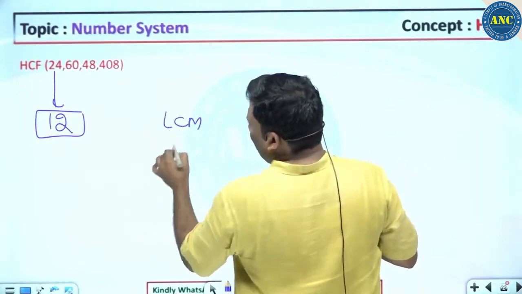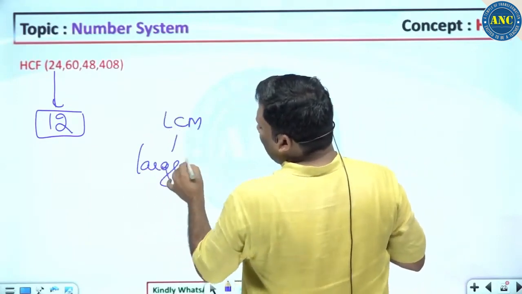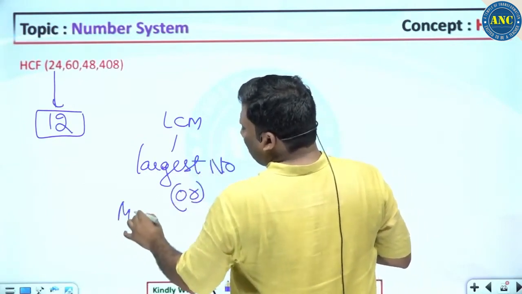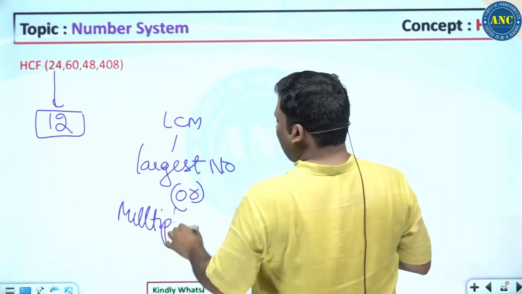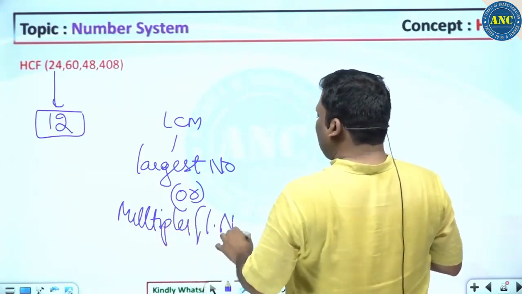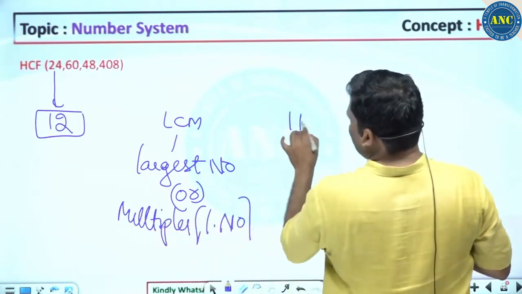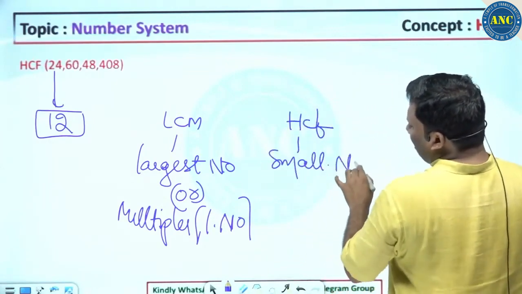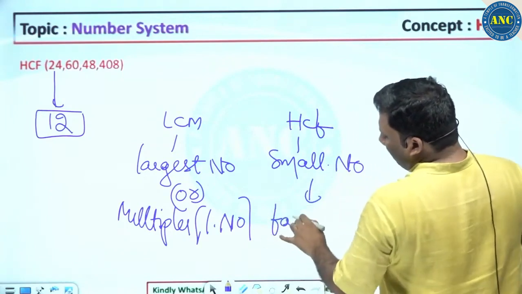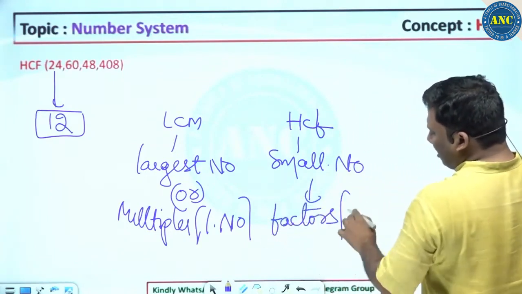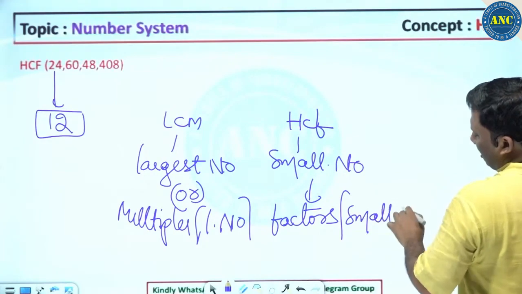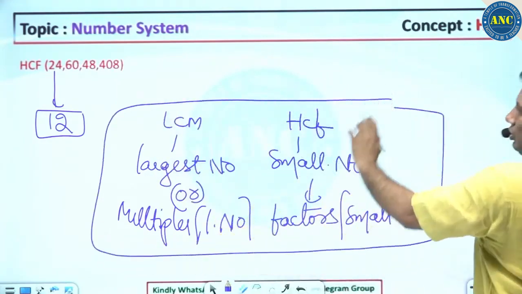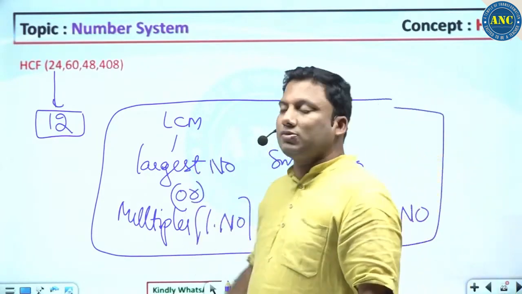LCM means the largest number or the multiples of the largest number. HCF means the factors of the smallest number. People don't teach the basics, and if you understand the basics and your foundation is strong, you can actually clear it in a very smarter way.